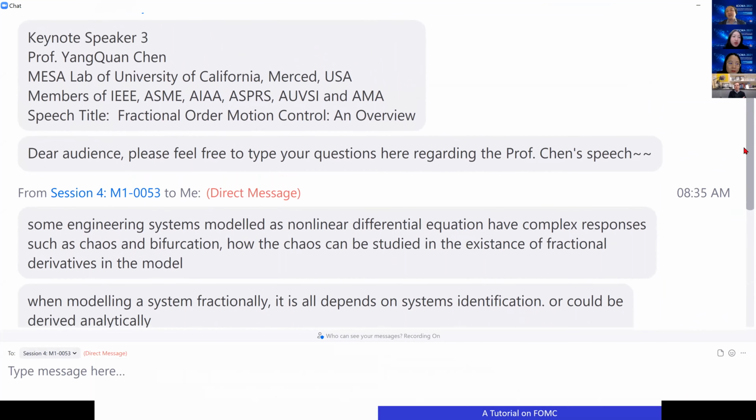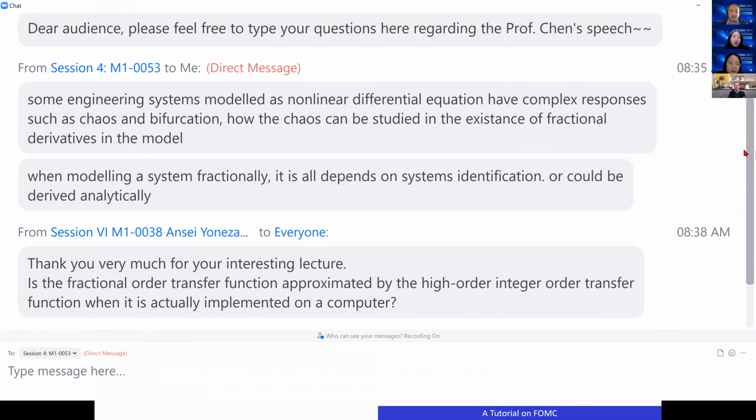Engineering system models as nonlinear differential equations: we have complex responses, chaos. How can the chaos start and exist with the fractional derivatives in the model? This is a very good question. Chaos is inherent system behavior. I believe in fractional dynamic systems, their chaotic behavior deserves more work, and bifurcation and so forth. I'm not in this field, so I don't want to suggest any further study. However, maybe the question is the latest one, because the previous questions were to Professor Herder.